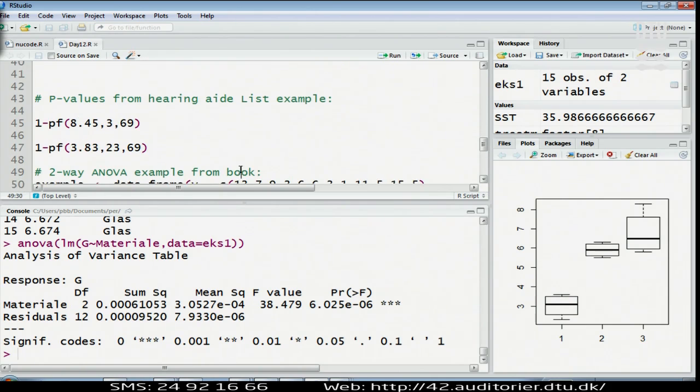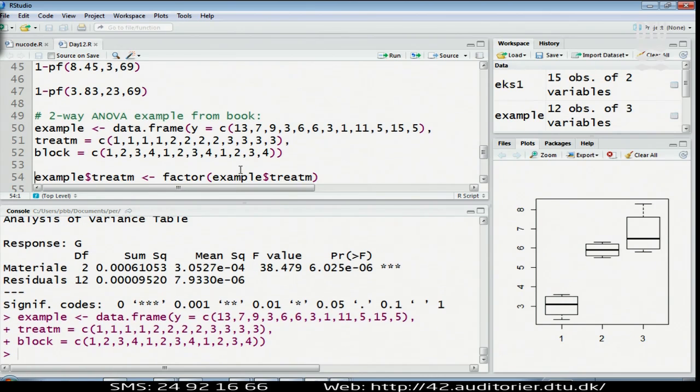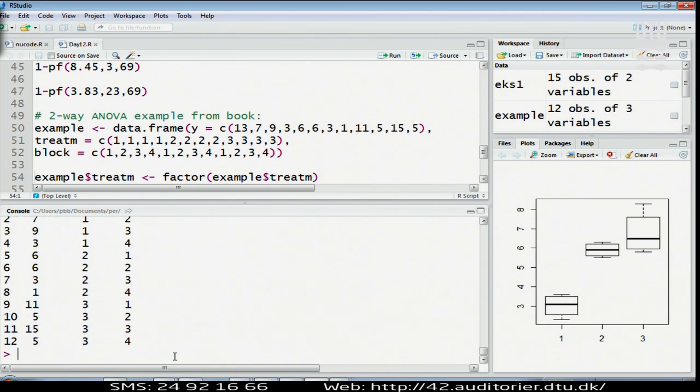We need to do the two-way thing here, right? I have an example, treatment, and block. Let's just look at the data. This is some simple data from the book.